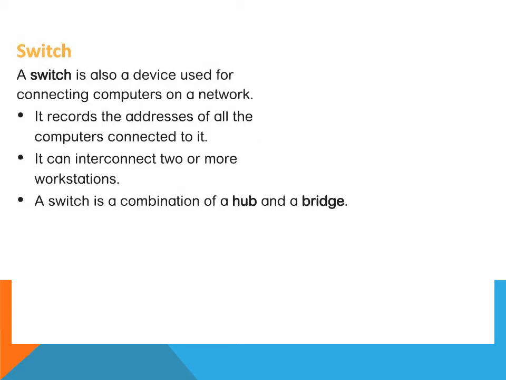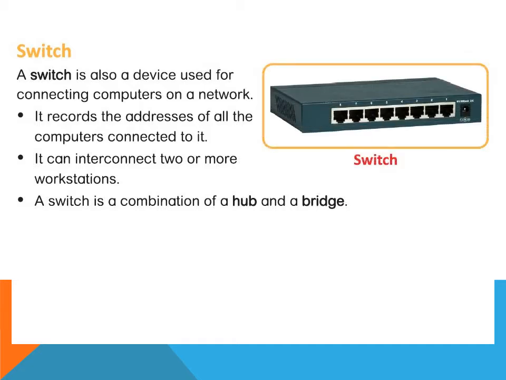A switch is a combination of a hub and a bridge. This point is very important. It may come in your fill in the blanks, true and false questions and all those things. So please note down, okay? A switch is a combination of a hub and a bridge. This is how a switch looks like. There are some LAN ports and there is a DC input where the current comes in, and the LAN ports are where the computers get connected to the switch.